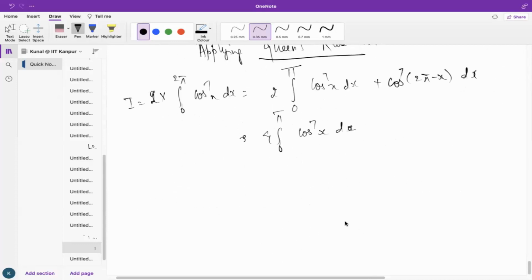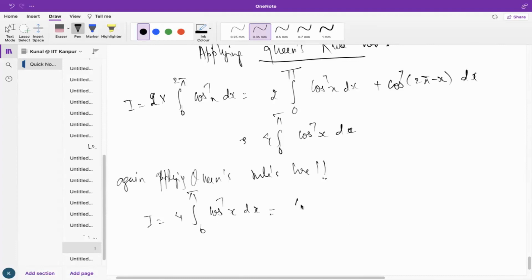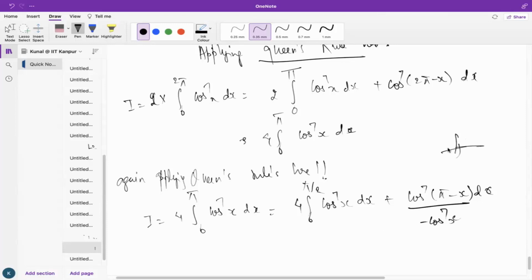right? Now again applying Quinn's rule because we need the limit from 0 to pi by 2. Again apply Quinn's rule here. So let me write here again. Applying Quinn's rule here. So our I value now looks like 0 to pi cos to the power 7x dx. So it will be like 4 into 0 to pi by 2 cos to the power 7x dx, f of x, and then I have to write cos to the power 7 of pi minus x. Look at here. This value is nothing but minus cos to the power 7x because this value lies in the second quadrant, pi minus x.